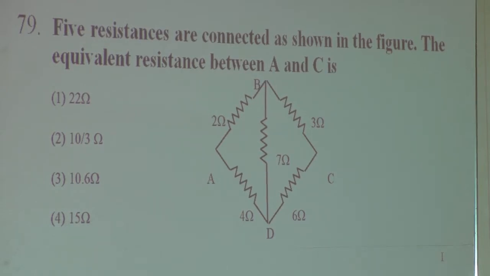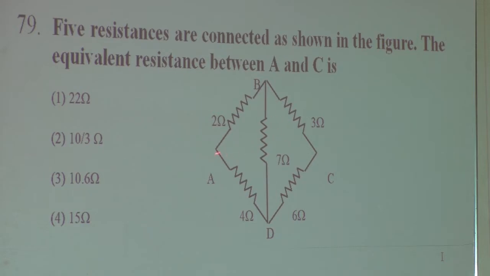Now see whether it is a balanced network or not. This is the point where you connect the battery. Usually, if equivalent resistance is asked between 2 points, that means you are going to connect a battery across it. Whether it is balanced, you just see that. 2 by 3, is it equal to 4 by 6? Yes, it is balanced. So what is the use of keeping this 7 ohm here? You can remove it, because even if you keep it here, no current flows through it.